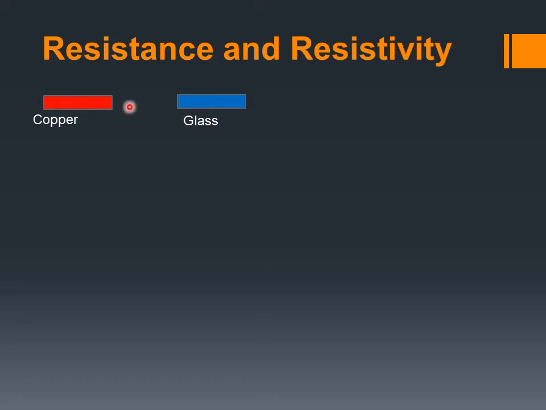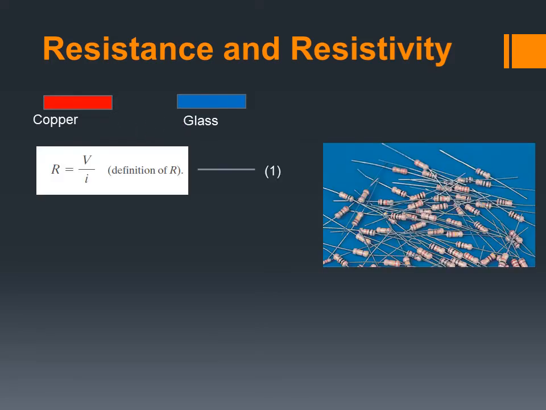So the question arises why it happens so. Despite their same geometry, the current appearing in these two materials is different, given that the same potential difference has been provided to both. The answer is that these two materials intrinsically have a characteristic due to which the current appears differently in both cases, and that characteristic is called resistance.